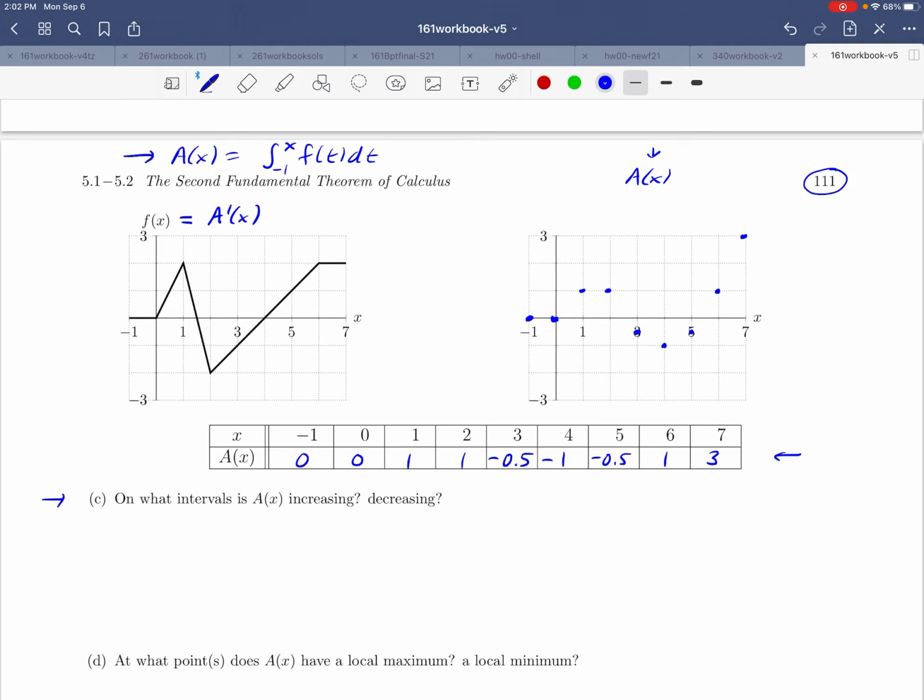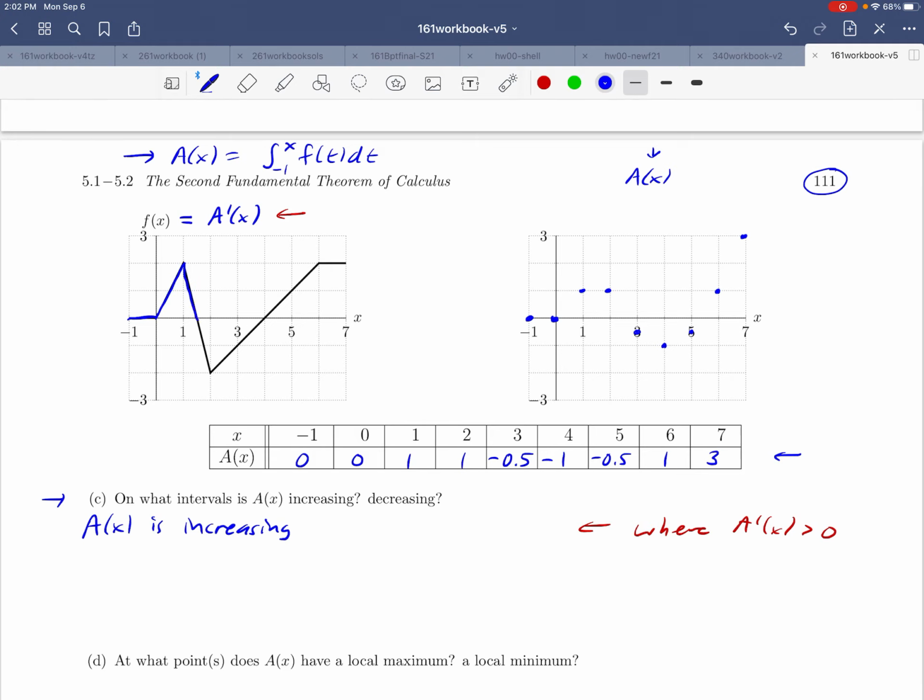So with that in mind, as we try to answer this question of where a of x is increasing, we could remind ourselves that a function is increasing where its derivative is positive. In other words, above the x-axis. So going to the graph of a prime of x, which is the one on the left here, we're just asking, where is that graph above the x-axis? Well, I'm going to highlight the part that's above.